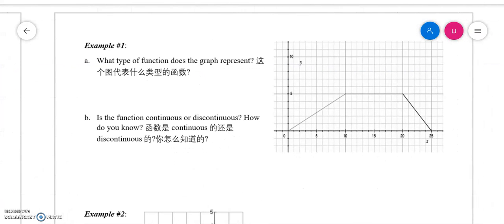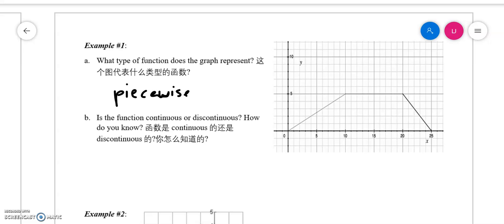All right, so example number 1. This is an example that we have seen before. What kind of function is this? And this is the very first function we saw when we did piecewise functions. So this is a piecewise function. Now, is this function continuous or discontinuous? And how do we know?